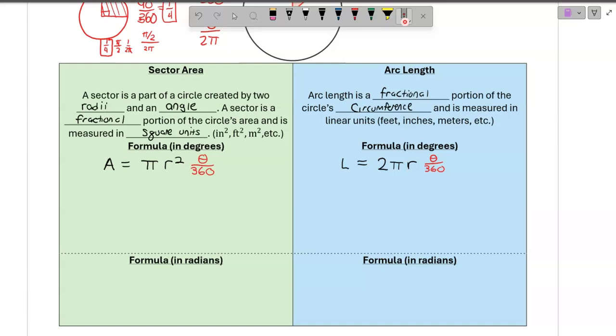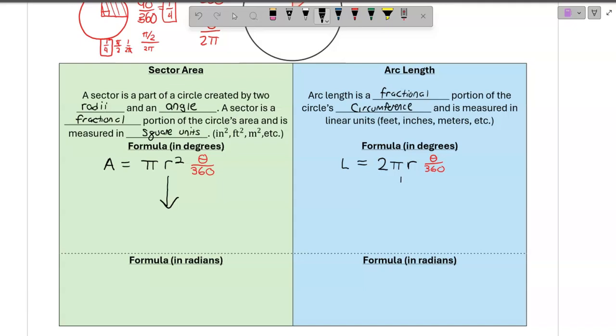The same holds true for arc length. Arc length is a fractional portion of the circle's circumference and is measured in linear units. Again, think in pizza: if I have a slice of pizza in my hand, how much crust am I eating? What is the length of the crust I am eating? You will see that we have the circumference formula here, multiplied by a fractional part in degrees.